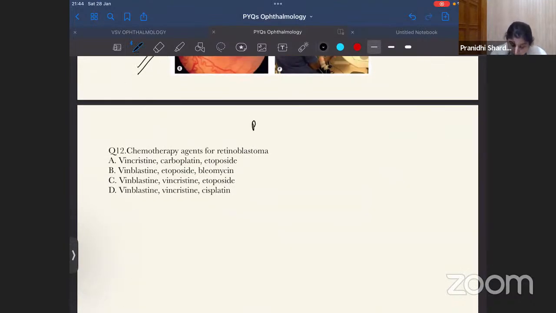Now, next important in retina after diabetes and ROP is retinoblastoma. Everything in retinoblastoma. This is just the treatment. You have to study the whole of retinoblastoma. Chemotherapy for retinoblastoma is vincristine, carboplatin, etoposide, VEC. You can be given a B scan. In B scan, there will be a mass present in the vitreous cavity, which will show calcifications.